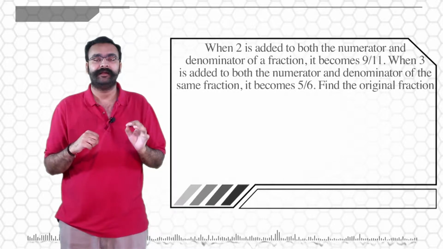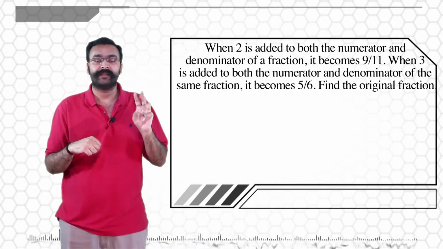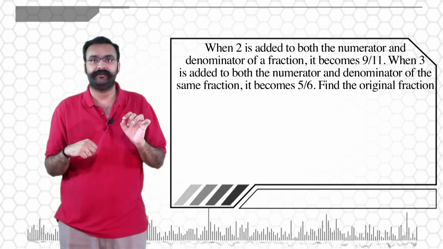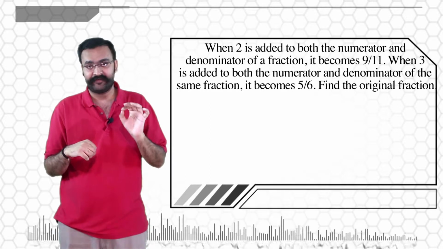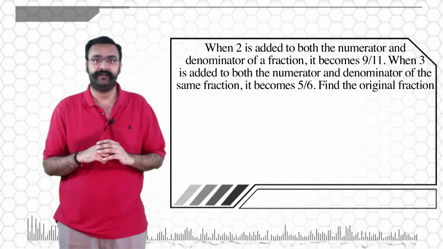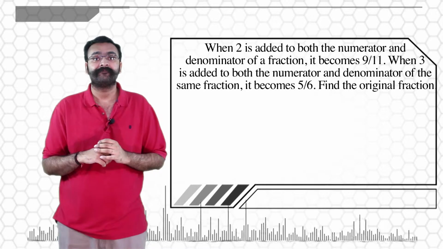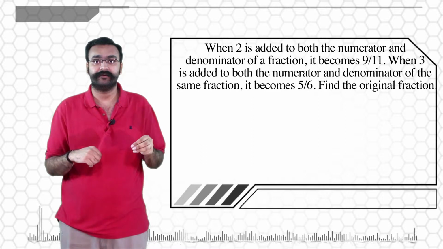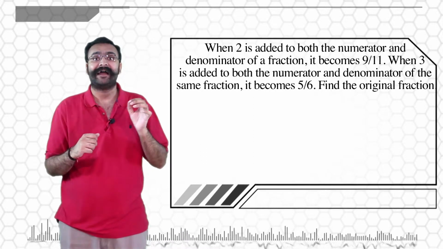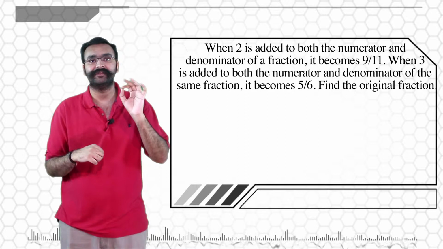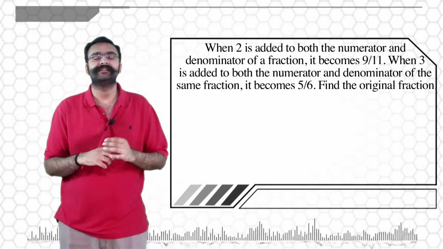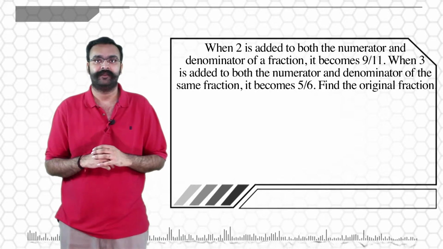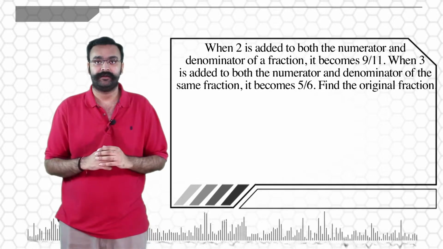We are told that when 2 is added to both the numerator and the denominator of a fraction, the fraction becomes 9 upon 11. Also, if 3 is added to the numerator and denominator instead of 2, the fraction becomes 5 upon 6. Using this information, we have been asked to find the original fraction. So let's understand how we'll approach it.